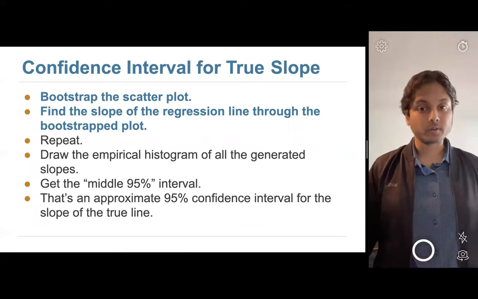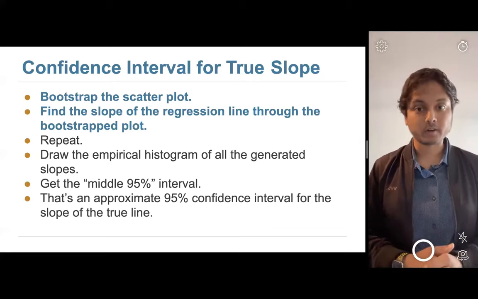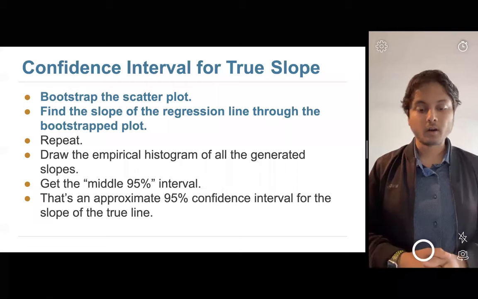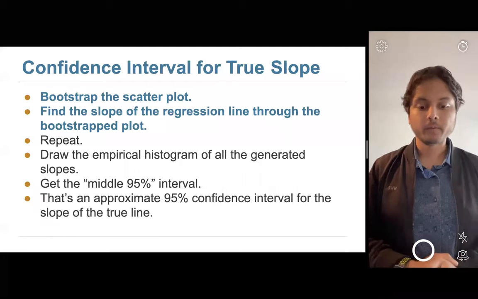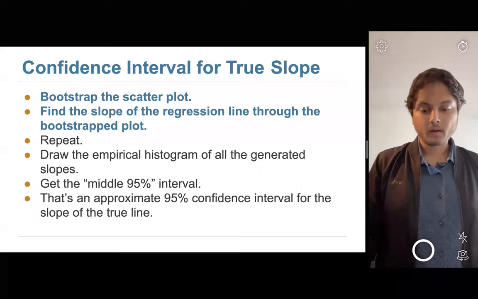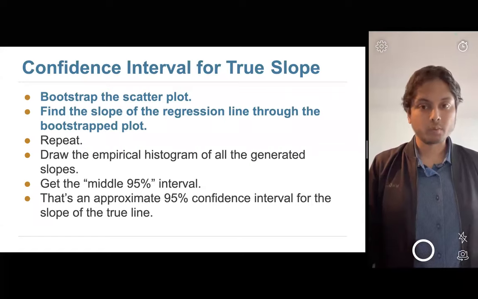You could do this with the intercept as well if you wanted. If that's an interesting property for you, the intercept of this regression line, what's the true intercept? You could do the same thing there as well. It's basically the same exact idea. And this can be a way to create a 95% confidence interval for the slope of the true line.